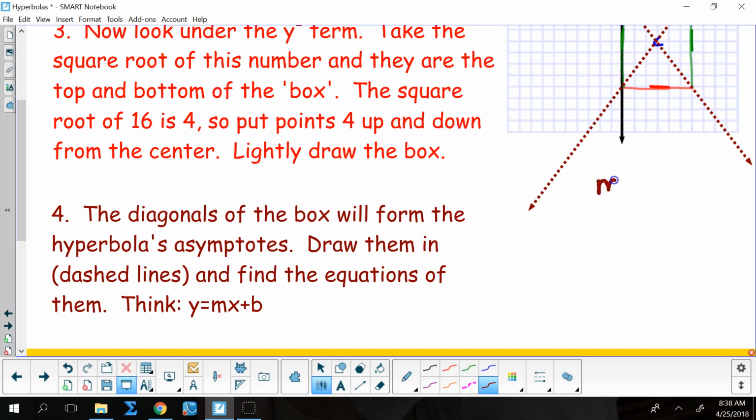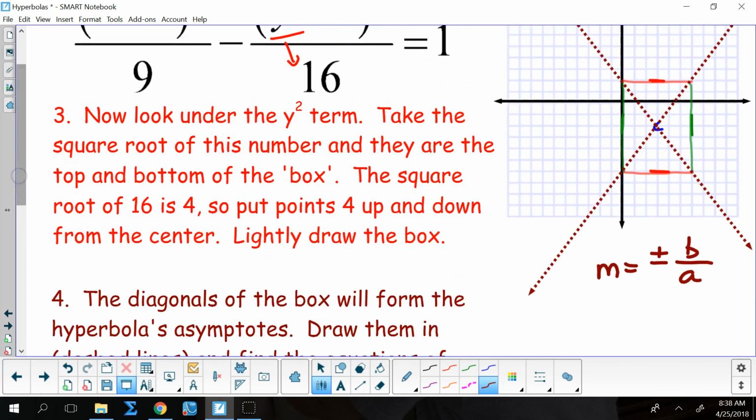First off, the slope of those asymptotes is always going to be plus or minus b over a. Always. Because from the center point, you're always going to go up b and over a. Rise over run. If I go up b and I go to the right, that's positive b over a. If I go up b and I go to the left a, that's negative b over a. So the slope of your lines will always be plus or minus b over a.